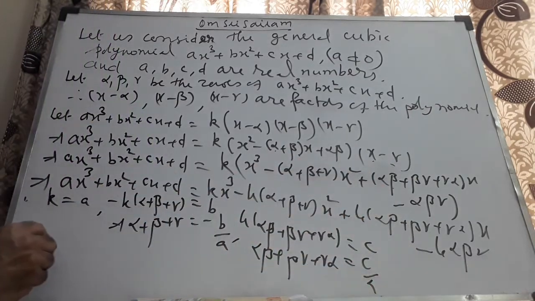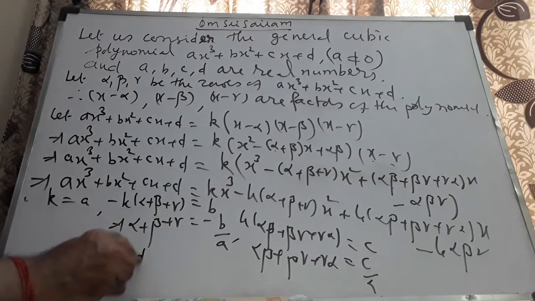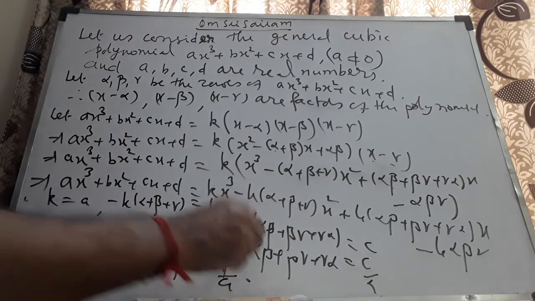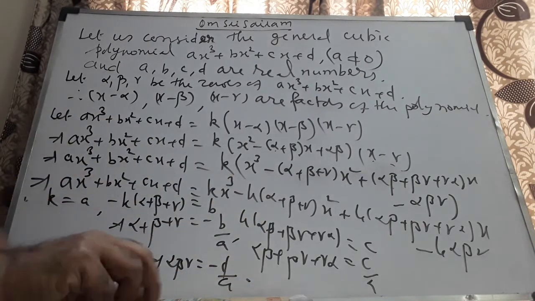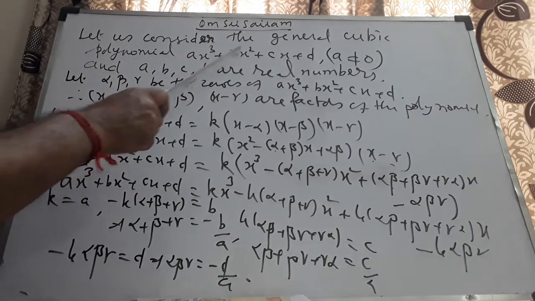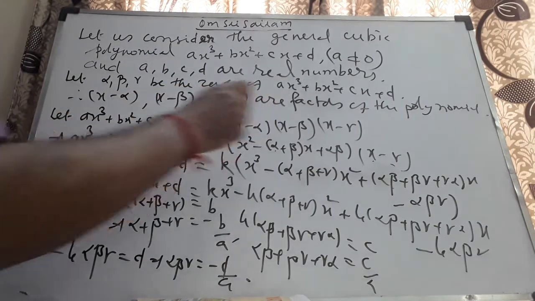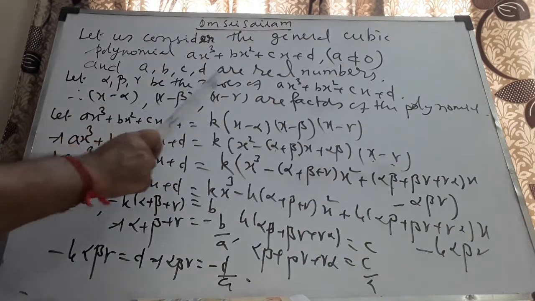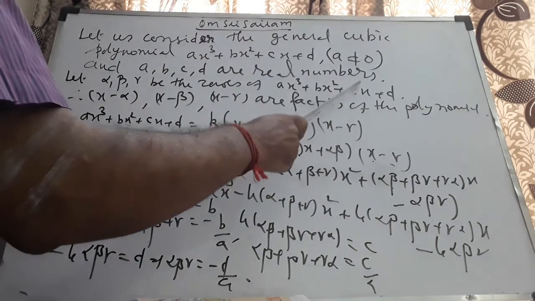Then finally the last result, minus k into alpha beta gamma, is equal to d, which implies alpha beta gamma is equal to minus d by a. Let me just explain once again. Let us consider the general cubic polynomial ax cube plus bx square plus cx plus d, a not equal to 0, and a, b, c, d are real numbers. Let alpha, beta, gamma be the zeros of ax cube plus bx square plus cx plus d.